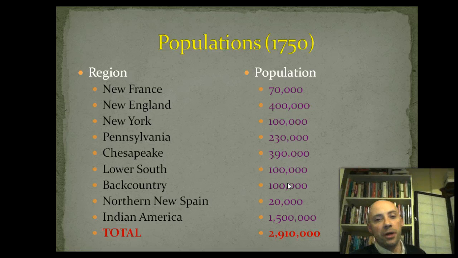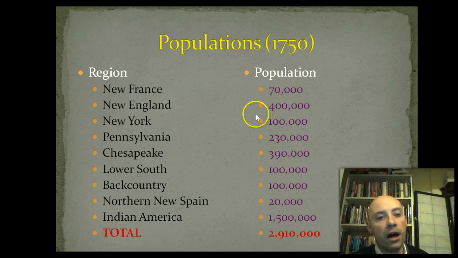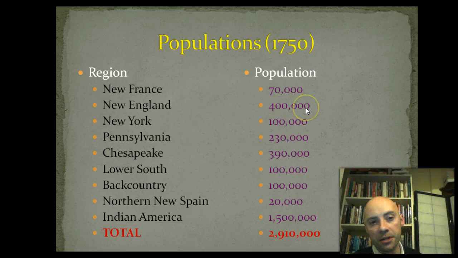This gives you the population in 1750, compared with about 1700. So you see the population growing. You have New France with about 70,000, more permanent settlers emerging. New England and New York with about 500,000. Pennsylvania with about 250,000. Chesapeake colonies about 400,000.